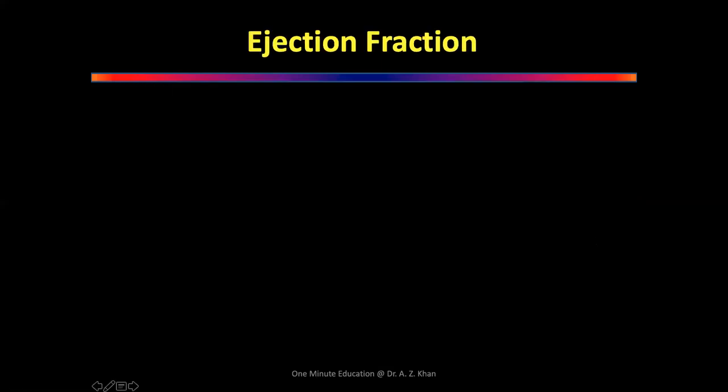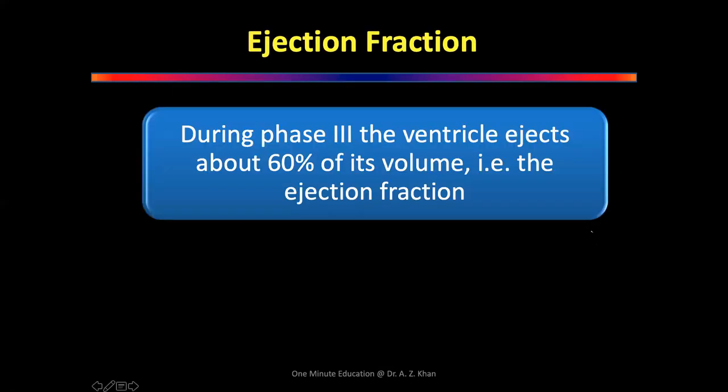All right. So now is it making sense? Yes. All right. Thank you. So now you can understand everything else. So during phase 3, the ventricle ejects about 60% of its volume. Just 1 minute, I'll come back to this.